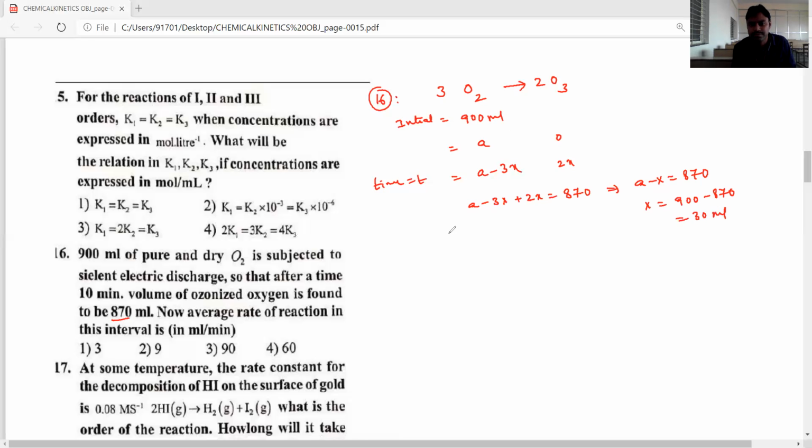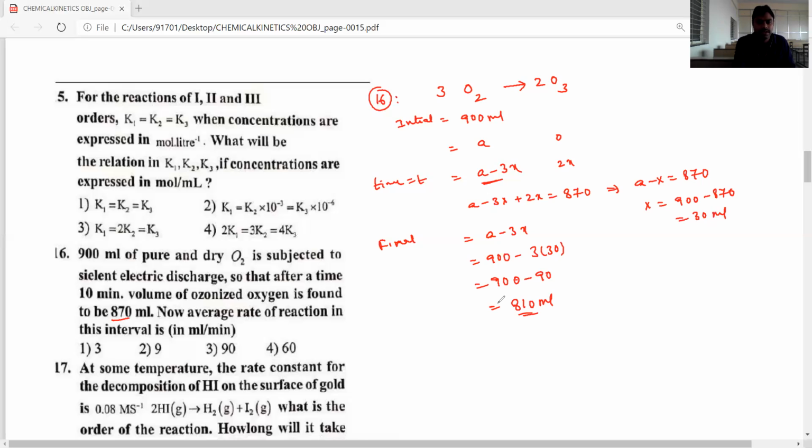Now this is the final. Therefore, the final volume of O2 is equal to A minus 3X. X is equal to 30, so 900 minus 3 into 30 is nothing but 900 minus 90, which is equal to 810 ml. So 810 ml of oxygen is left.